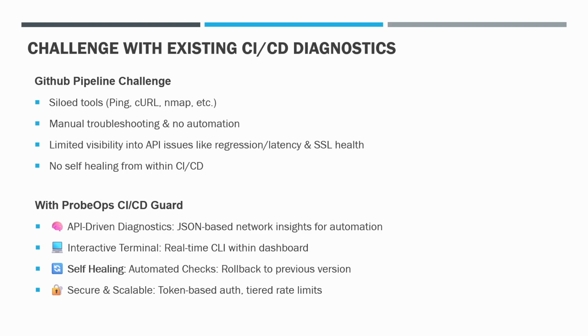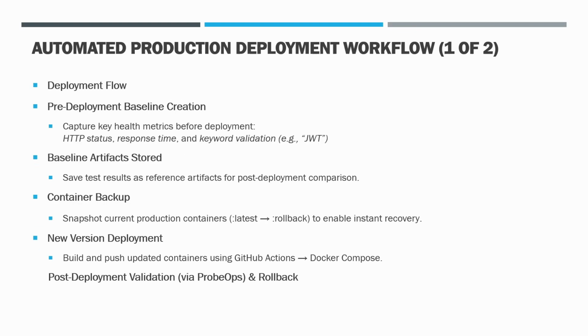And then it's a self-healing workflow, right? So it will do automatic checks and it can automatically roll back to the previous version of the application. And again, it's secure and scalable. Token-based authentication is used, so you need to create an API token from within ProbeOps. And it's a freemium model. For any practical use cases, the free model is more than enough. You need not subscribe or pay anything unless your users are actually pretty happy.